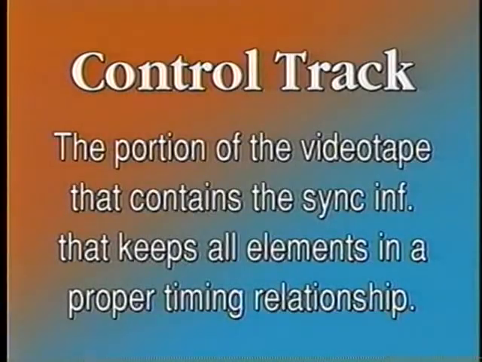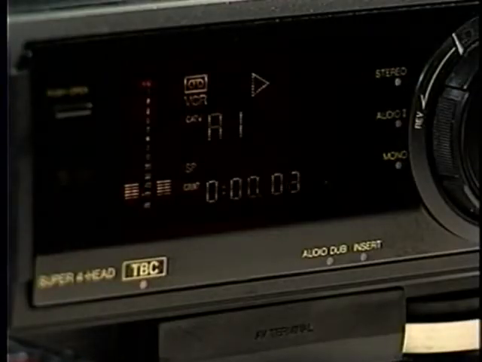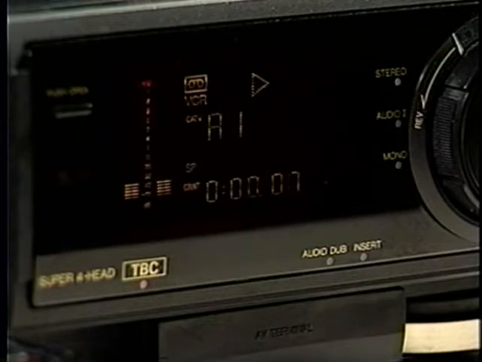The tape needs a control track. Control track is the portion of the videotape that contains the sync information that keeps all elements in a proper timing relationship. These electronic pulses allow your videotape to be referenced in hours, minutes, seconds, and frames on your tape. Control track sure sounds complicated.